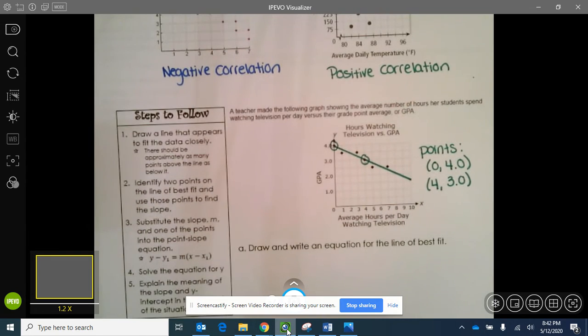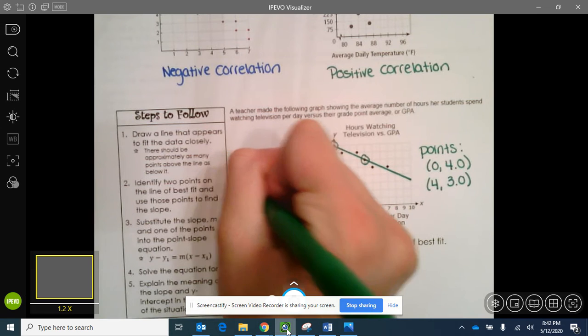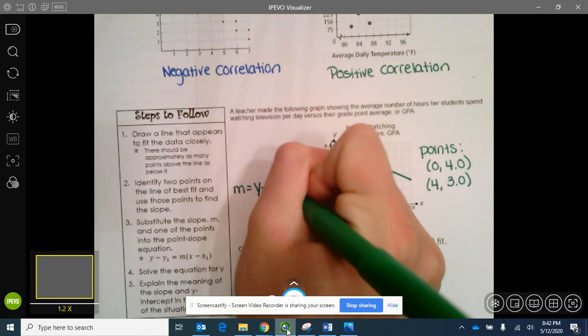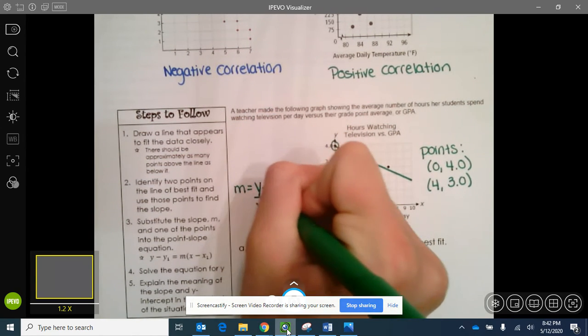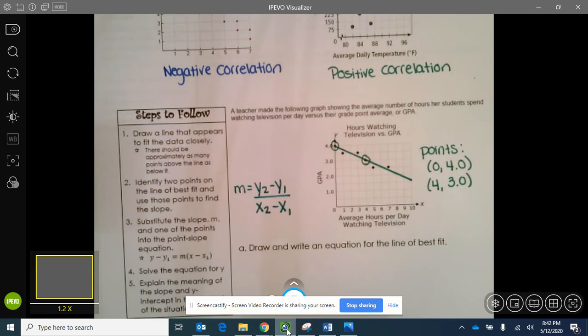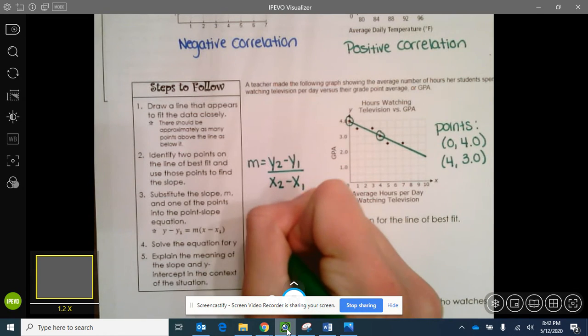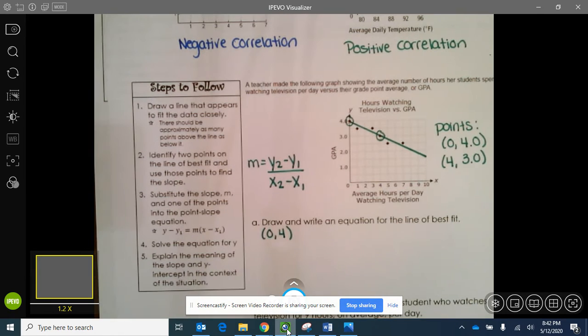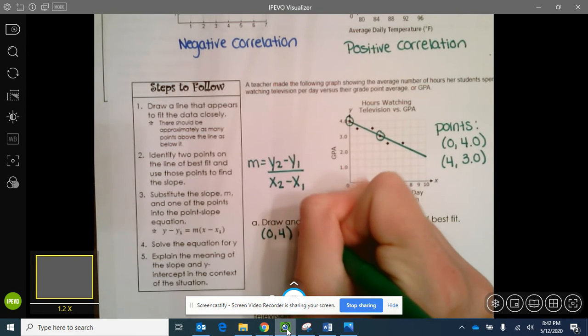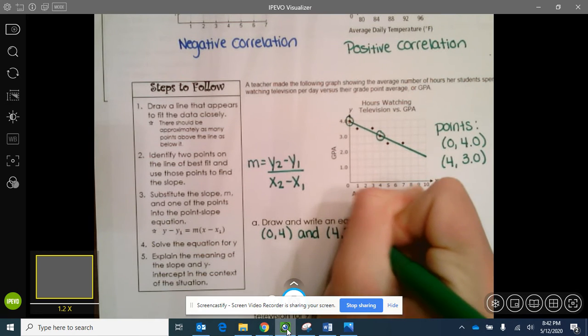So remember your formula for slope. And this is given to you in the Google Slides presentation if you've forgotten it. y2 minus y1 divided by x2 minus x1. So my 2 points that I'm using, and I'm just going to do 0, 4 instead of 4.0 because it'll make things easier when I'm showing my work. And then I have my 4, 3.